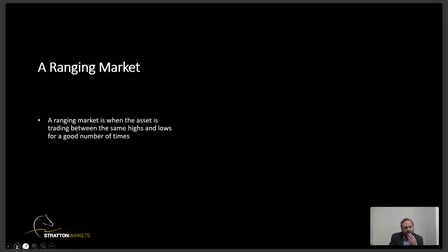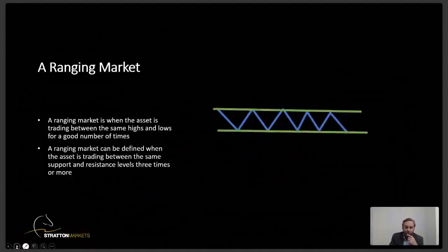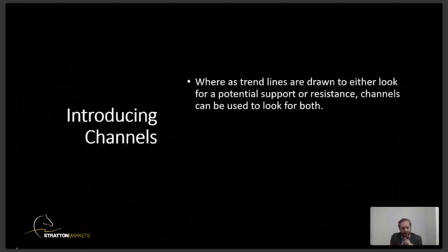Okay. Now, a ranging market can be defined when the asset is trading between the same support and same resistance at least 3 times or more. So it looks a little bit like this. And this is when you don't draw your trend lines; instead, you're drawing your channel lines. Now, channel lines are like trend lines, okay? But instead of being underneath an asset if it's on an uptrend, or above an asset if it's on a downtrend, it's between those 2 levels the asset is trading between, okay? So again, traders use these lines to look for potential support and resistance, okay?